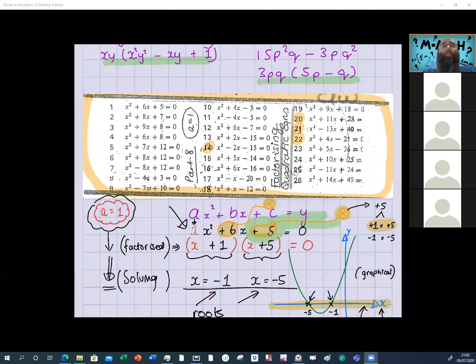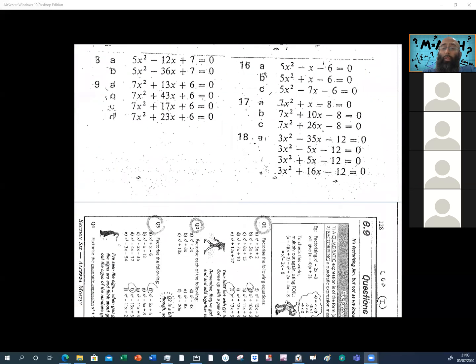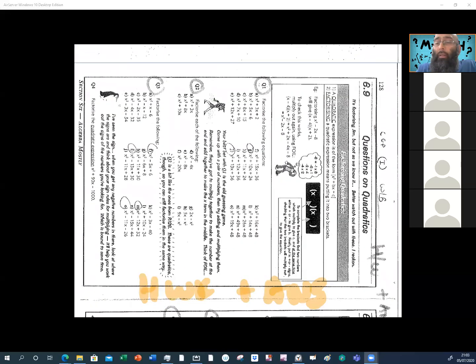Okay, now this is the question that we practiced in the lesson. These questions are really good, and the way you're going to get full marks is by doing lots of practice. So let's find you the homework questions, by the way. They're over here. Your homework questions again, from the CGP workbook.